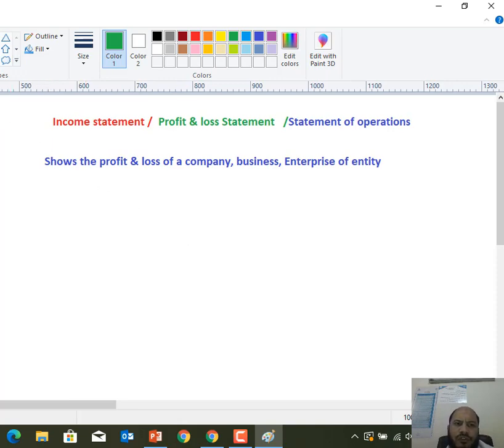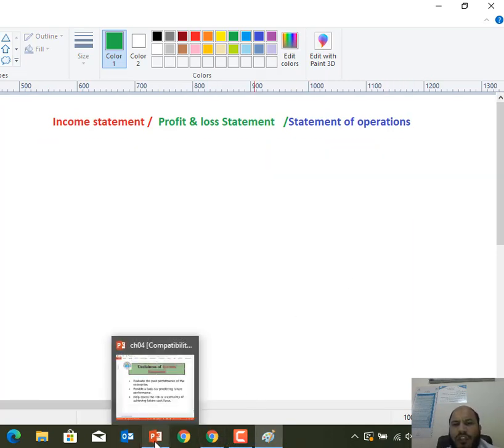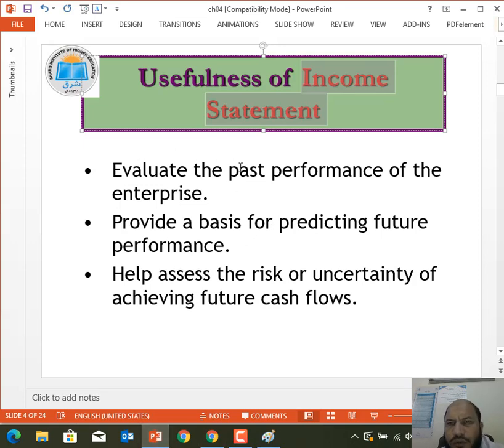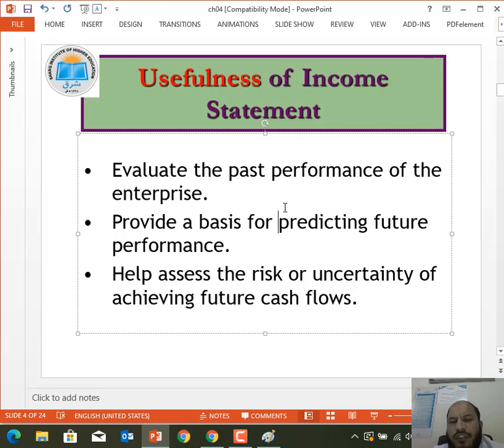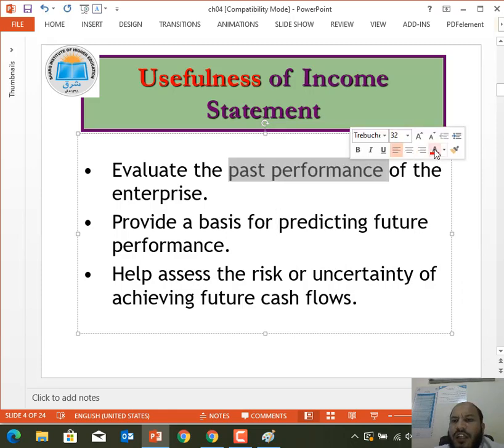Now we will move forward a bit to the usefulness of the income statement, where we can use the income statement. So see, dear students, now we will discuss the usefulness of the income statement. The income statement will evaluate the past performance of the enterprise. One thing, it will show us the past performance of the enterprise.